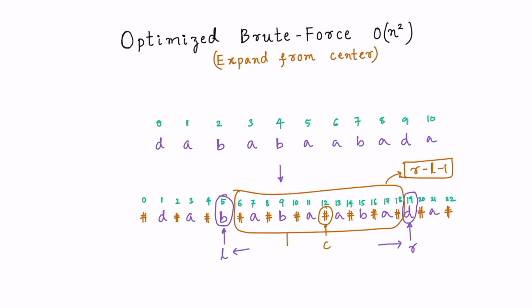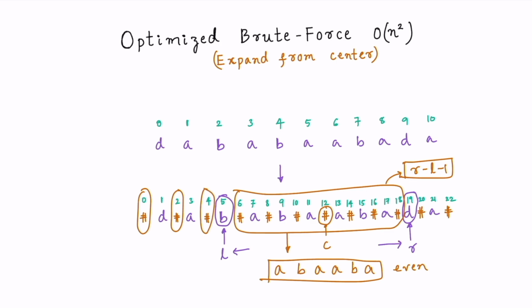In this palindrome, if we get rid of all the hashes, we get this, and as you can notice, this is a palindrome of even length. So just by inserting a special character in all the gaps and then starting from each character as the center and expanding the left and the right pointers outwards, we can find all the odd palindromes as well as the even palindromes.